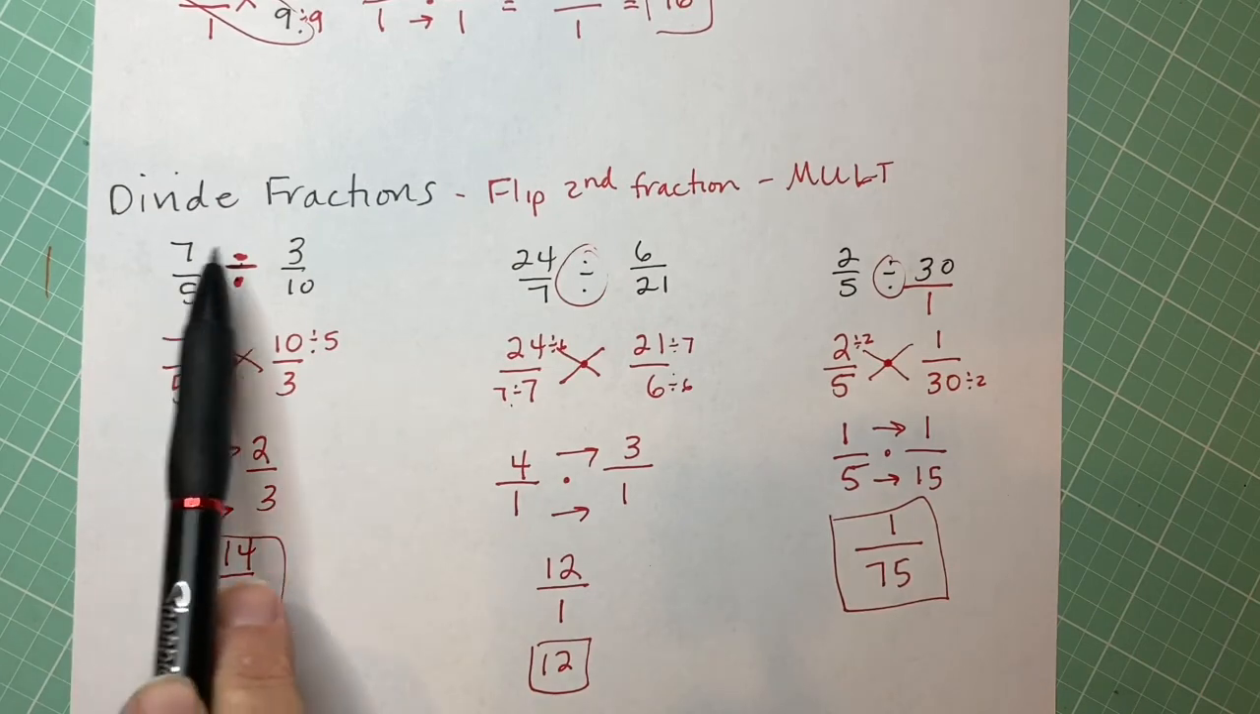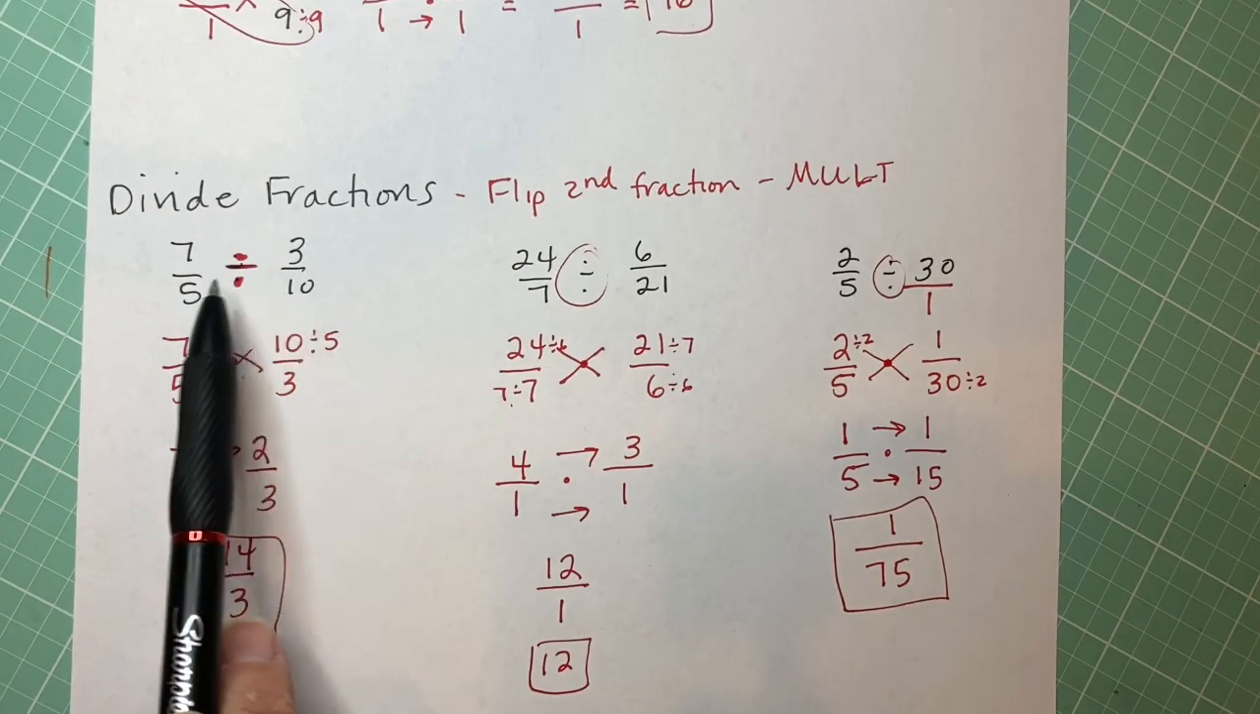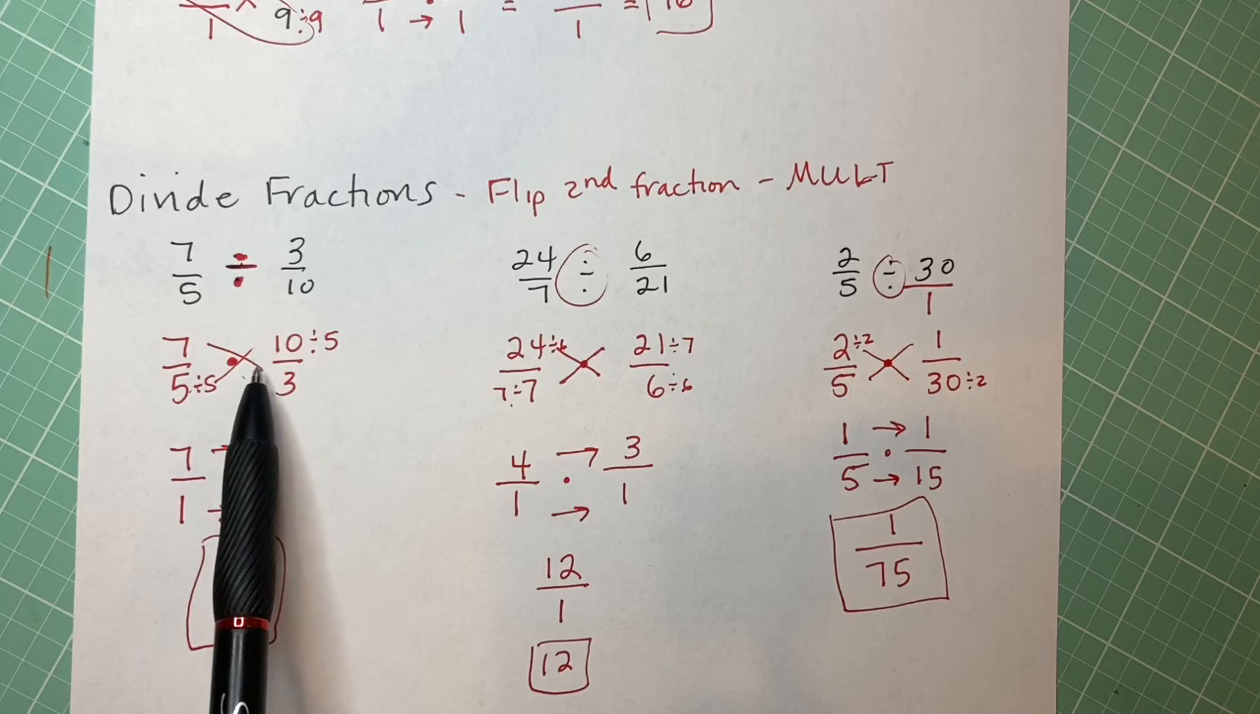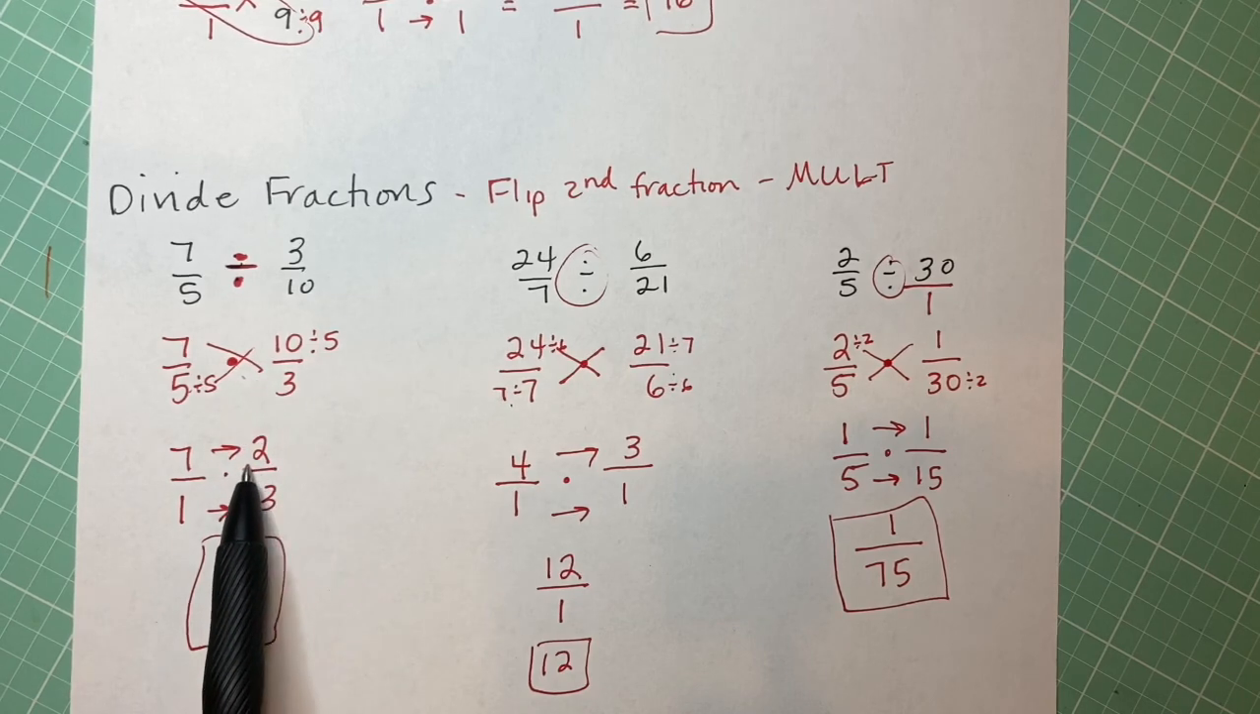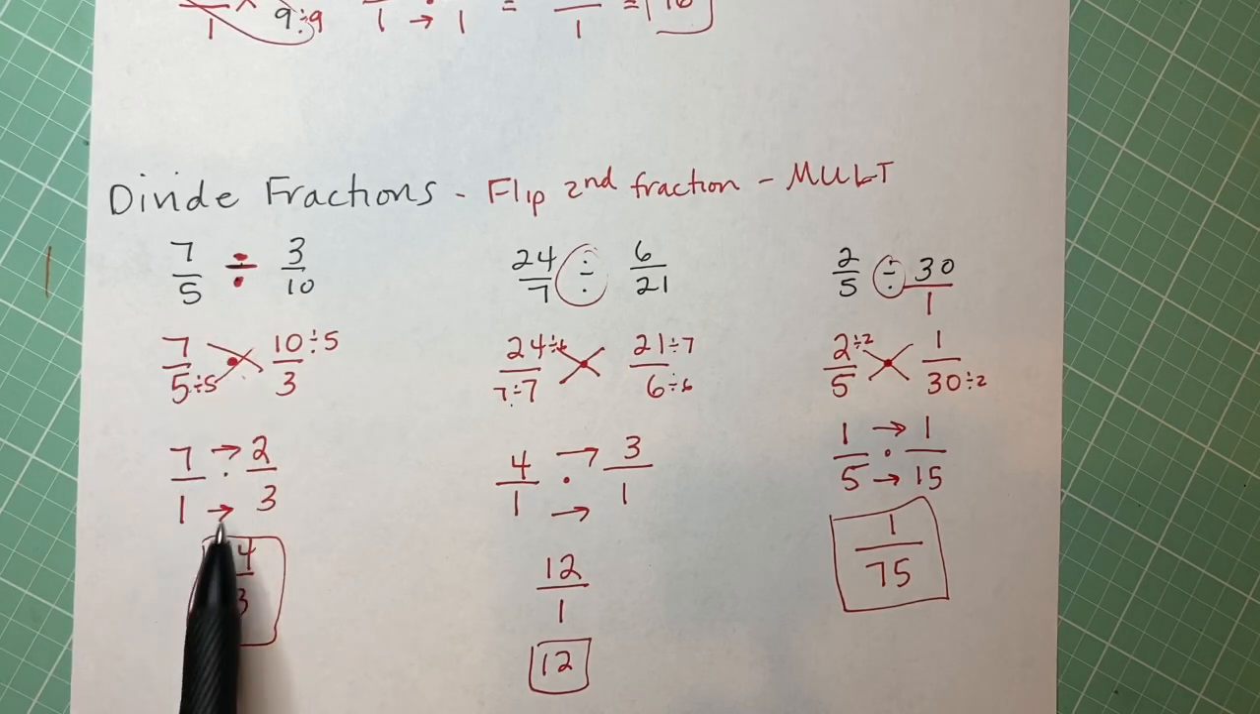And the same thing on this one. If this problem was on your take-home quiz, you've got to show me how you changed it to multiplication, you cross-canceled, and then you have your answer. You must always show all your work on every problem that we do on the take-home quizzes.